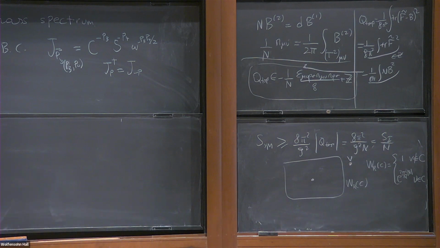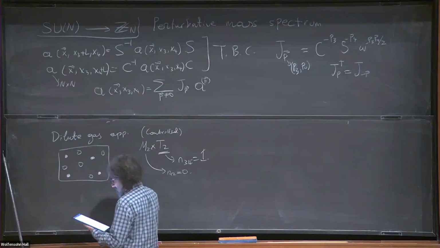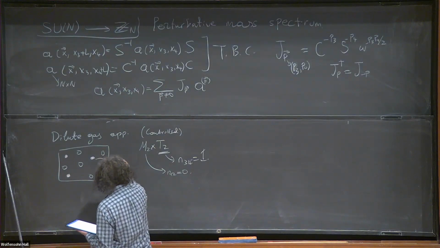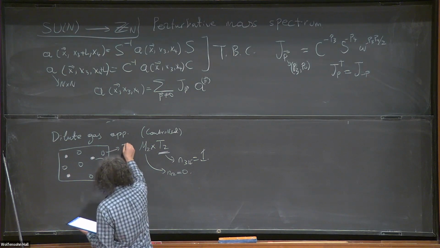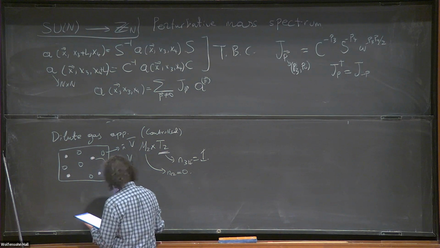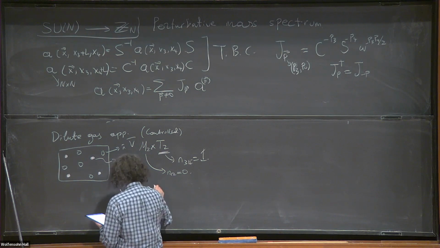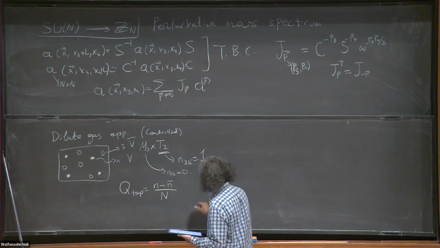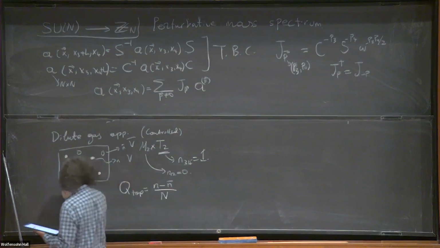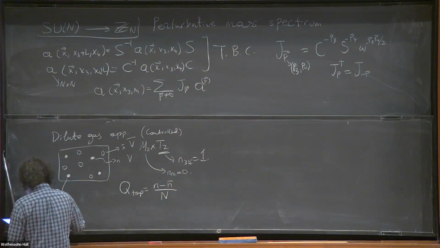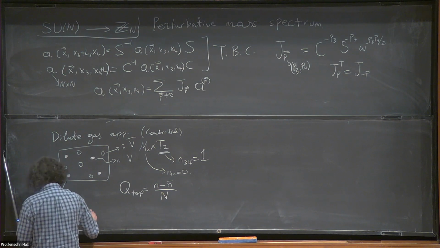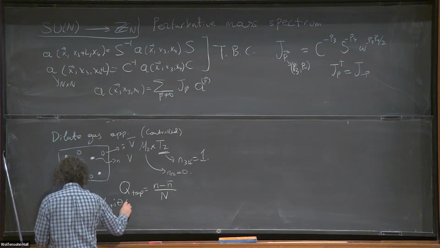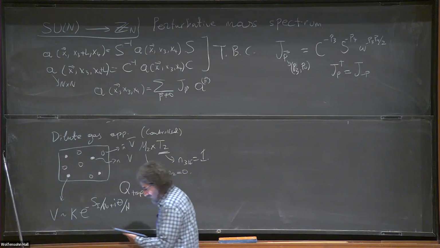So if I take some configuration with n vortices and n bar anti-vortices, the topological charge of that configuration will be n minus n bar divided by capital N. And I will denote the vortex here as some prefactor, which is not very important for me, e to the minus instanton action divided by N, plus i theta divided by N. This is my vortex operator.